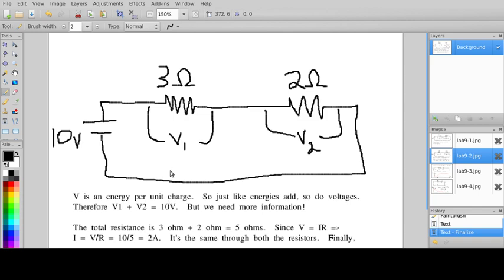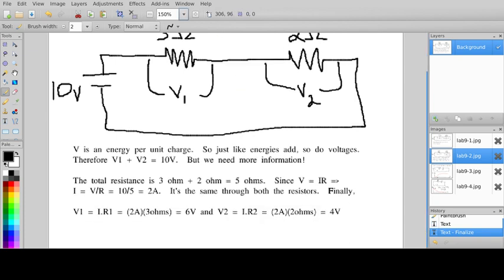But we don't have the symmetry that we did in the previous example, so we don't know how big V1 is and how big V2 is. Now we do know what the total resistance is. That was the subject of last lab. The total resistance when resistors are in series is they just add. So if you add up the 2 resistors here, you've got a 3 ohm and a 2 ohm, and so there'll be a total of 5 ohms. So the total resistance is 5 ohm.